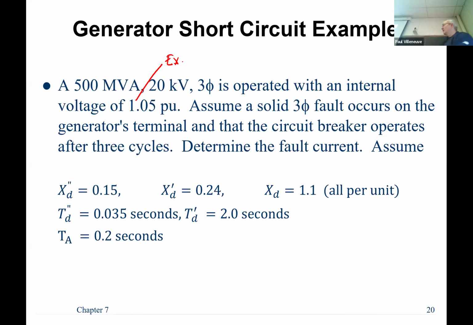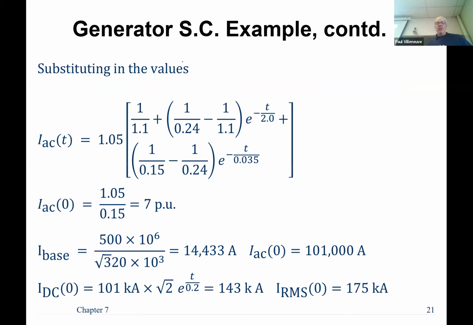We have our time constants here. We have TD prime and TD double prime. There is no TD, right? Because that's the steady state value. We also have an armature time constant of 0.2 seconds to help us figure out what our DC offset's going to be. So now we just plug it in to our equation, right? That's the one we developed. And you can see all the parameters specified there.